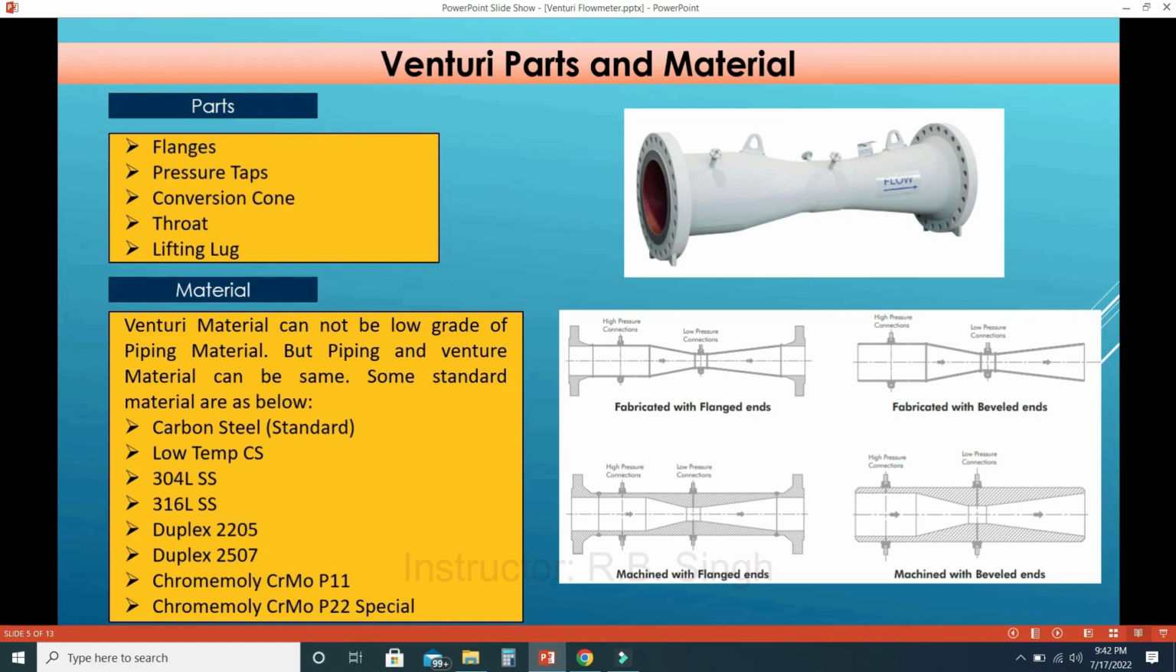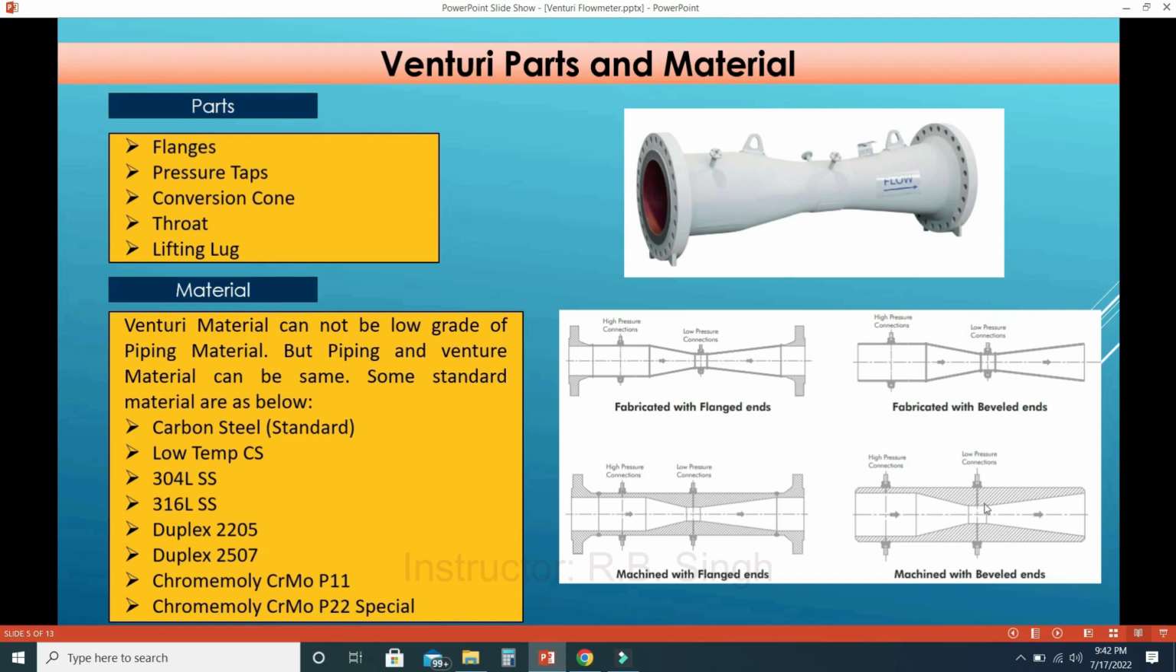So these are a few drawings. One is fabricated with flange end, the second one is fabricated with bevel end where we want to make the welding, and this is the machined one with flange end. From the outer side it just looks like a pipe, but inside there will be this type of arrangement. This hollow portion will be machined with special instruments, so the end will be flanged only.